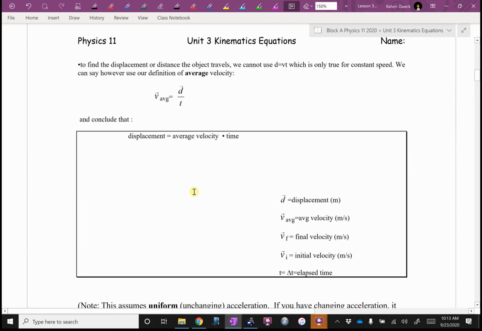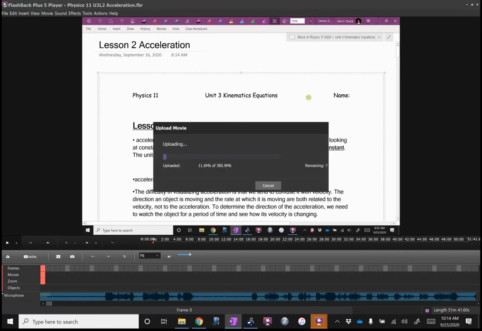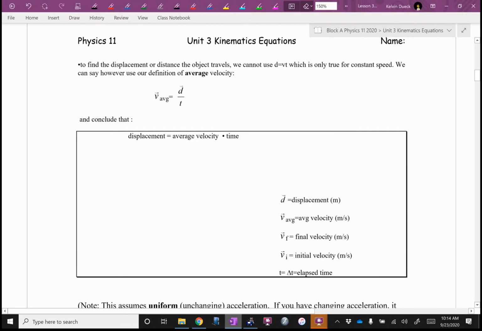To find the distance or the displacement that an object travels, we can't use d equals vt like we did in our distracted lab yesterday, because that's only true for constant speed when you're not speeding up or slowing down. However, if we use our definition for average velocity, which allows you to speed up or slow down and then just take an average, we can say that v average equals displacement over time, and I can get the d by itself. How would I get the d by itself? Multiply by what? So I get displacement equals v average times t. Write that down in the box.